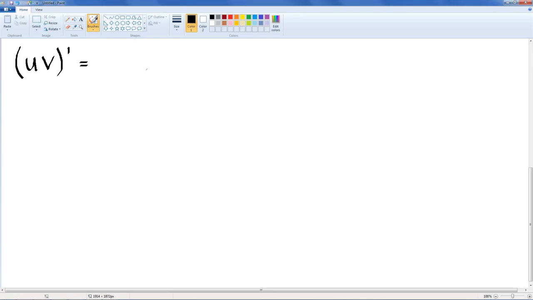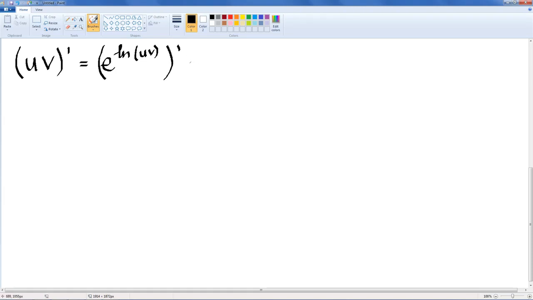Now, how do we prove this? Well, if you try to prove that with the limits, it's pretty messy. So this way is much easier. We do the same thing. We just express this as e to the ln of uv. You do the exact same thing.